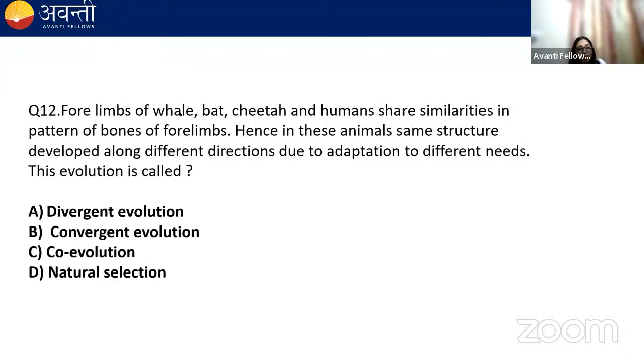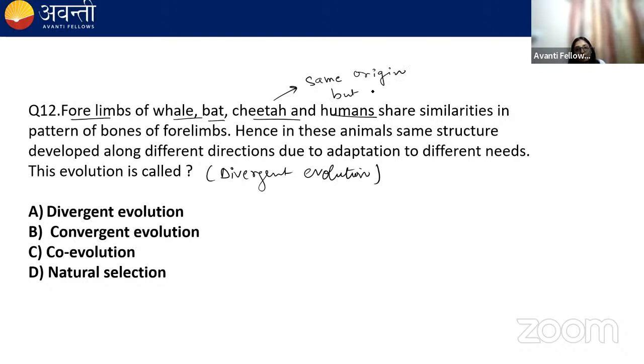Now, the next question says the forelimbs of whale, bat, cheetah, and human share similarity in patterns of bones. Hence in these animals, the same structure develops along different directions due to adaptation to different needs. This evolution is known as divergent evolution, because the forelimbs of whales, bats, cheetahs, and humans all have the same origin but perform different functions.